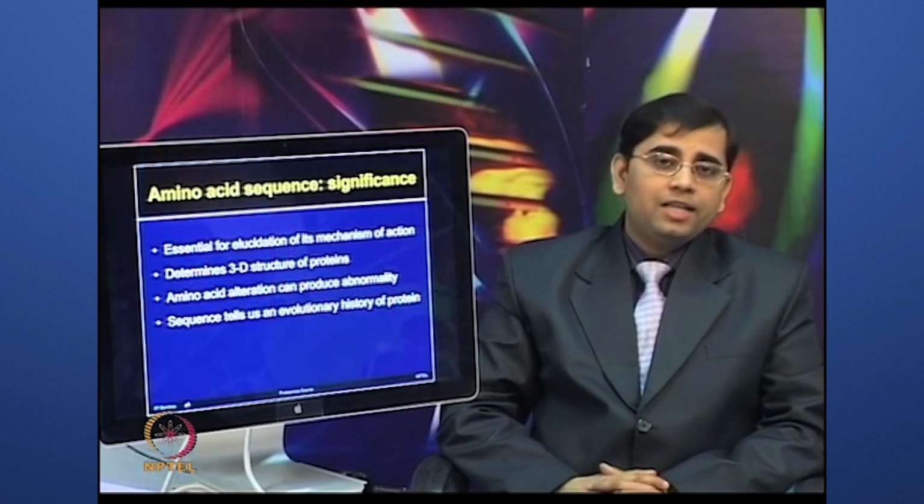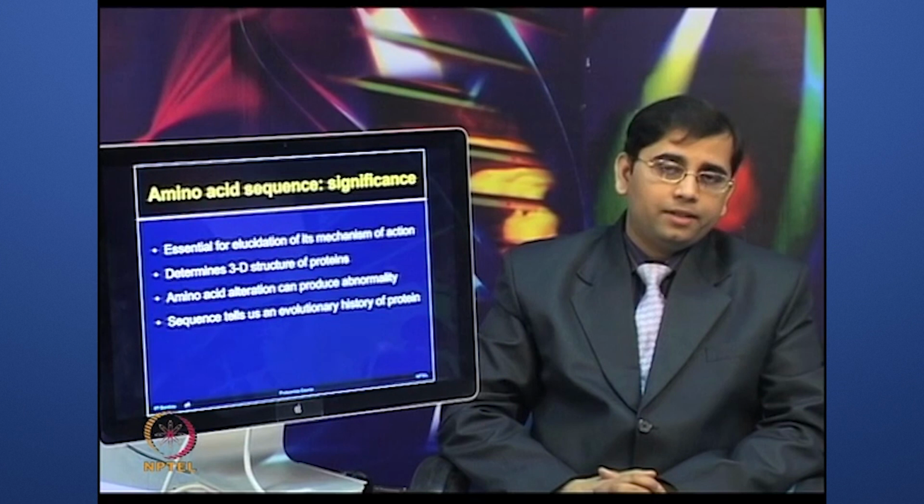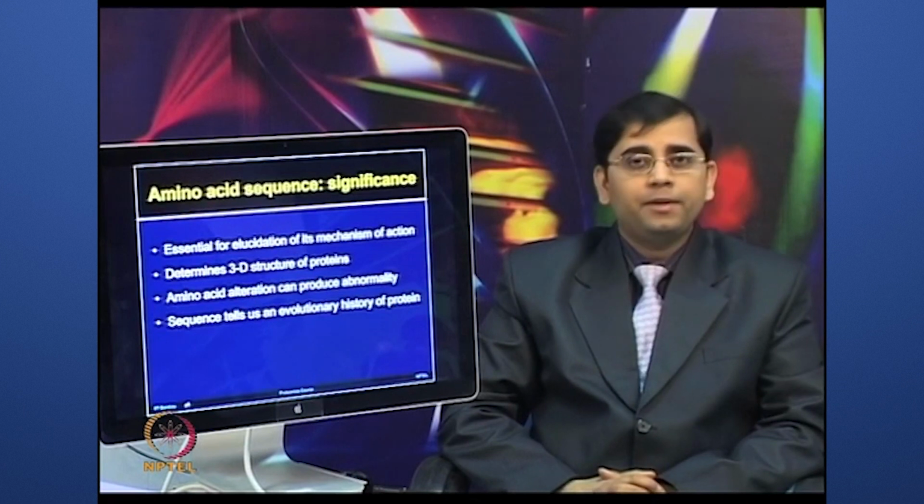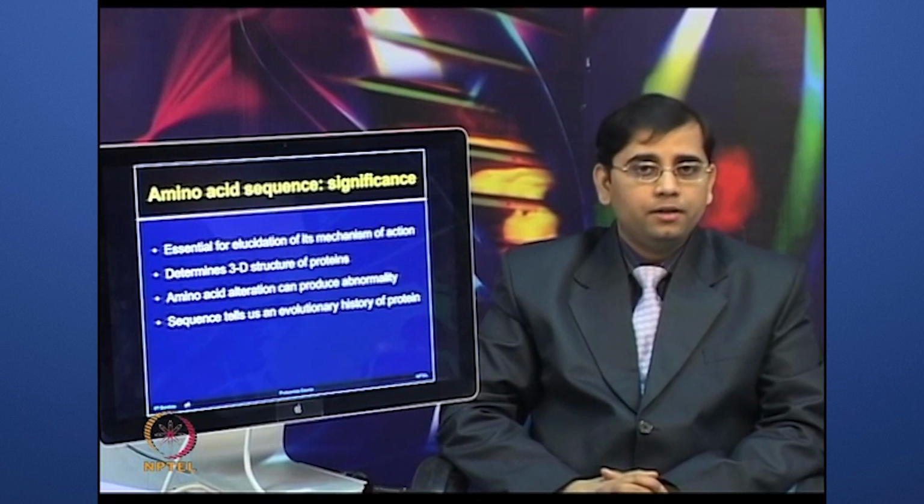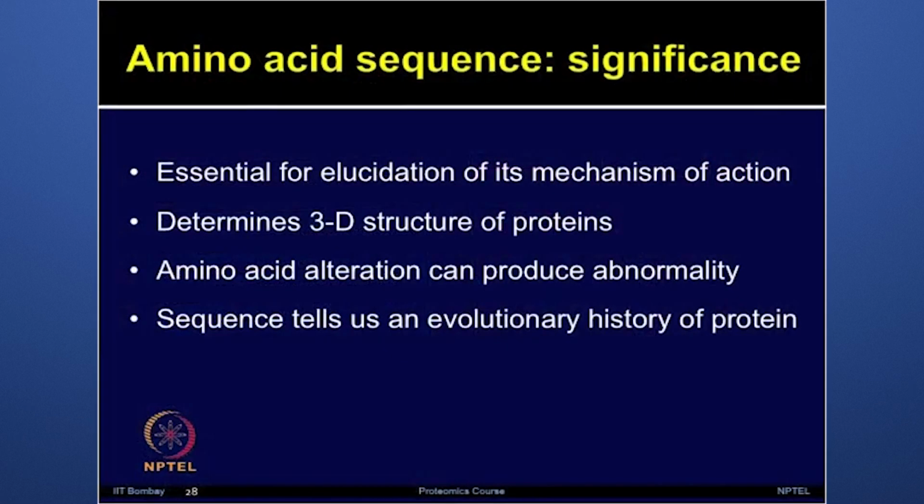So, what is the significance of amino acid sequence? As we discussed, this represents the primary structure. So, amino acid sequence is essential for elucidation of its mechanism of action and enzyme's catalytic action can be determined. It determines three-dimensional structure of the proteins, links in the functional three-dimensional protein structure and the genetic message obtained from the DNA.